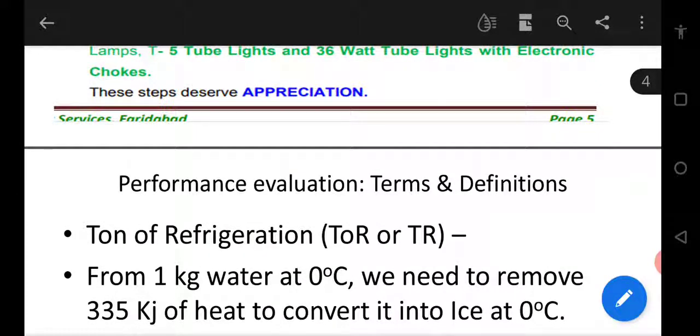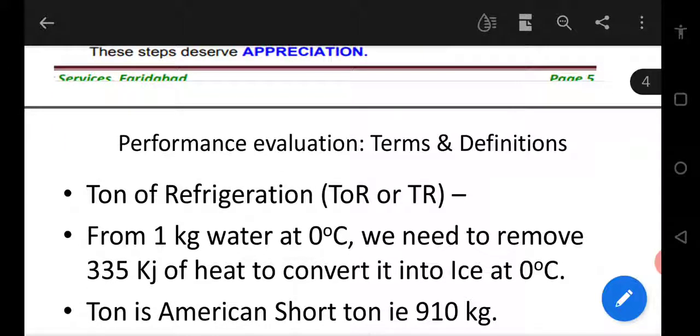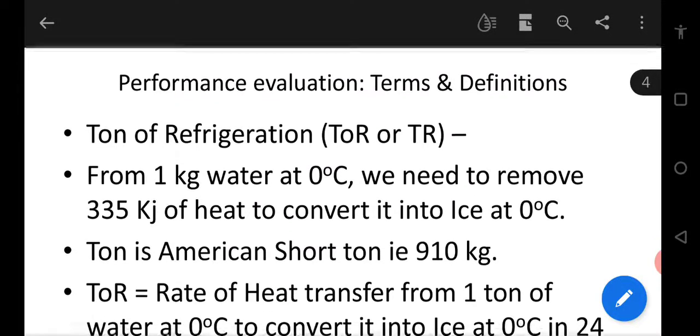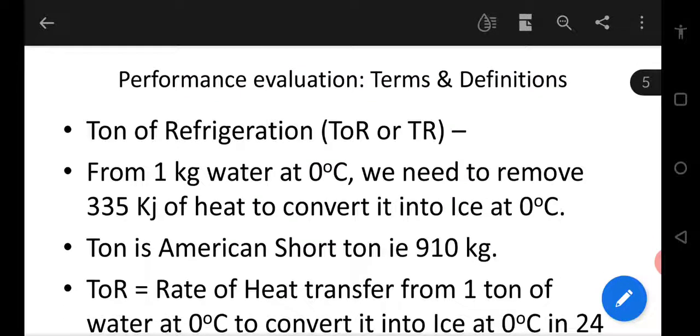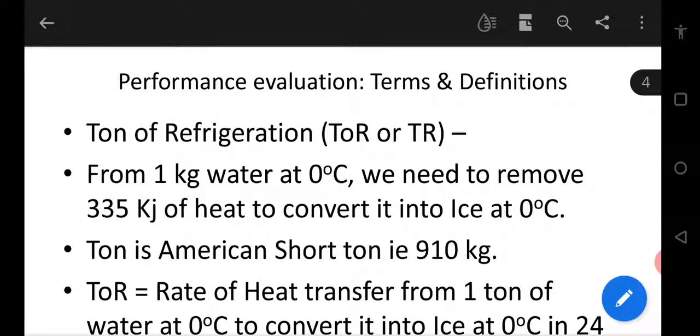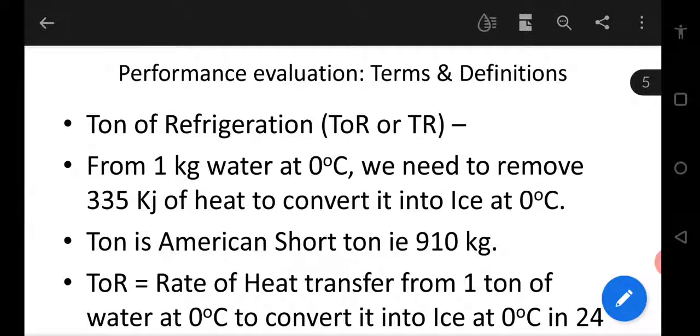So now let us look into the refrigeration system. What is 1 ton of refrigeration? So 1 ton of refrigeration just means the rate of heat removal which produces 1 ton of ice, that is 910 kg. That is the American short ton actually. That stands for 910 kgs. So it is converting this 910 kg of water at 0 degree centigrade to ice at 0 degree centigrade in 24 hours.